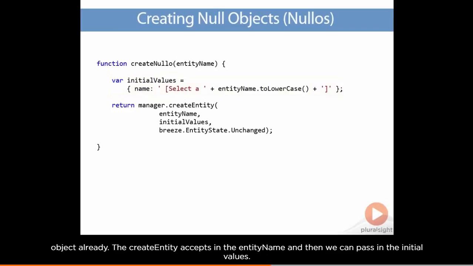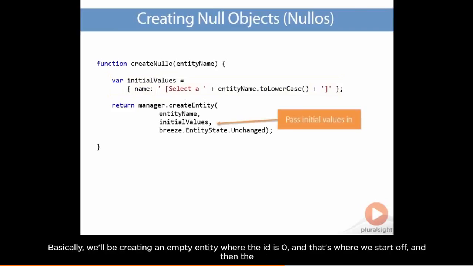So the create entity accepts in the entity name, and then we can pass in the initial values. Basically, we'll be creating an empty entity where the ID is 0, and that's where we start off. And then the initial values will come in, and the only one we're setting here in this case is name.